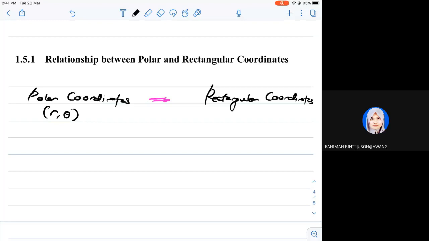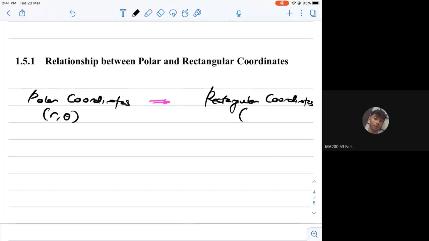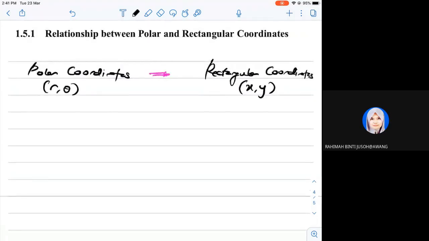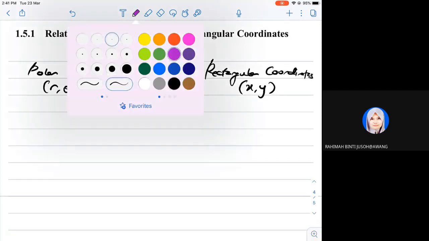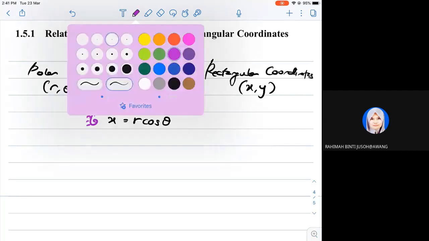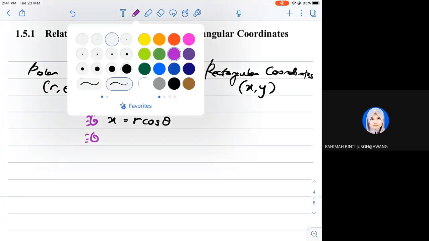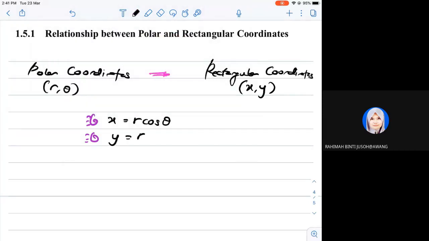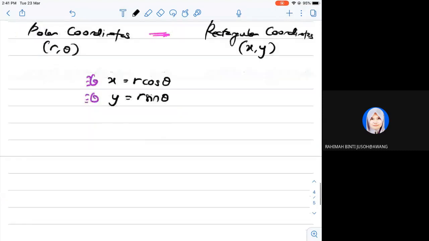Rectangular coordinates, what does it mean, guys? What are its variables? X and Y. Okay, very good. So now, if you are given radius and angle, in order to find X and Y, you need to use this formula. You have two formulas: X equals R cos theta, and the second formula is Y equals R sin theta. Okay, so it's very simple.